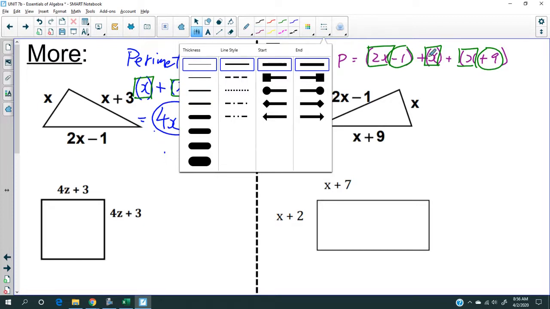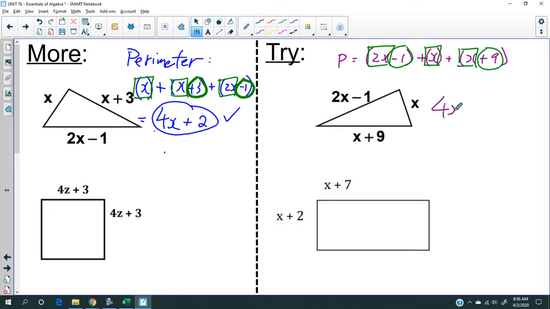So let's see. We have 2x plus x plus x, that's 4x again. Now, this is negative 1 plus 9, but I mentioned this a few times in the past week already, right? You can just do 9 minus 1. It's the same thing. So it's 4x plus 8. That's the perimeter.